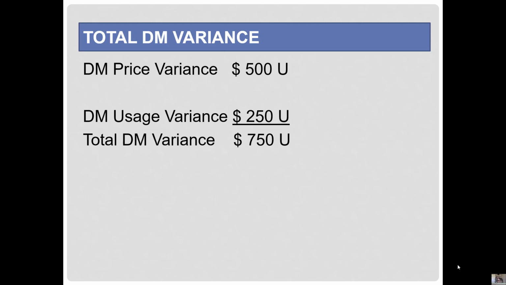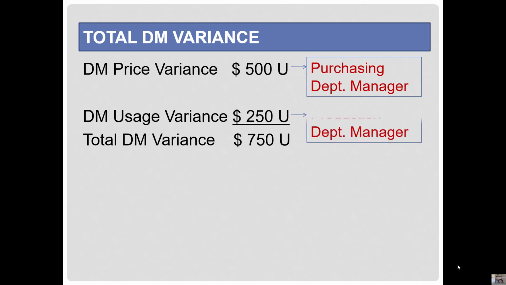We can tell management we spent $750 too much on materials, $500 of that was due to paying a higher price. $250 of it was due to using too much material. Remember, the purchasing department manager will typically be responsible for paying the right price for the right quality of material, and the production manager will be responsible for the efficient usage of that material.